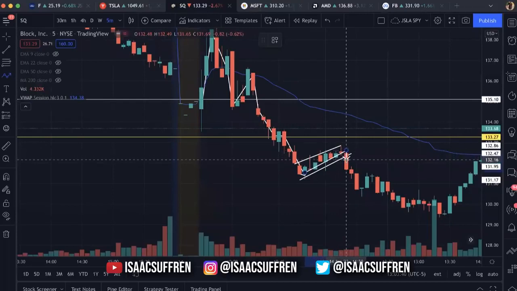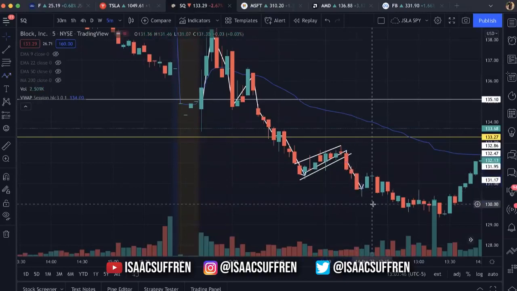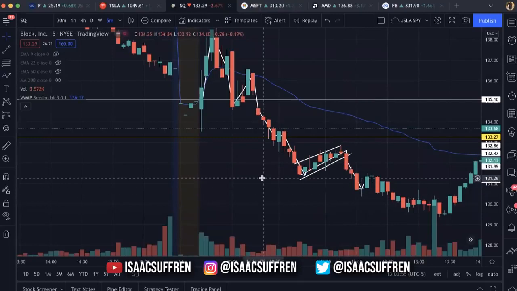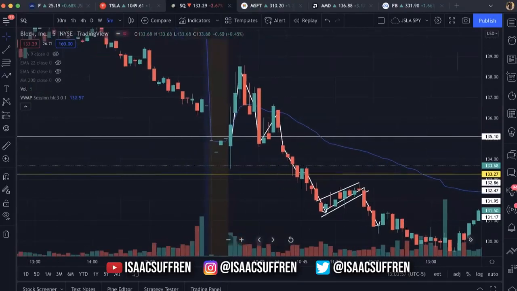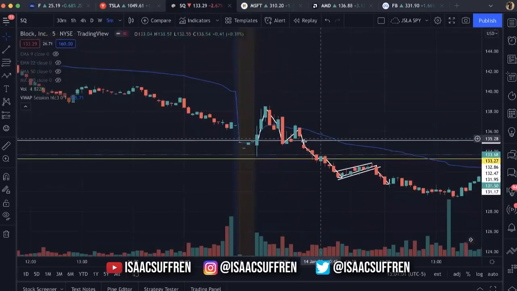We have another entry at 132.16, and then we ride it down. We notice the hammer on this candle. We're going to get out at 130.78, 130.80. So that's another strong move right there. We tagged Square for two really good moves, just being patient, waiting on our retest, and obviously valuing our VWAP more than the pre-market high and pre-market low.